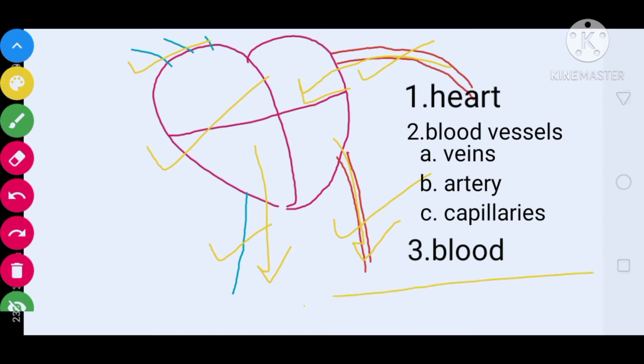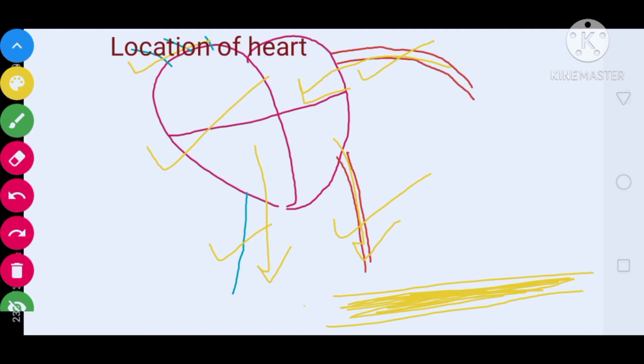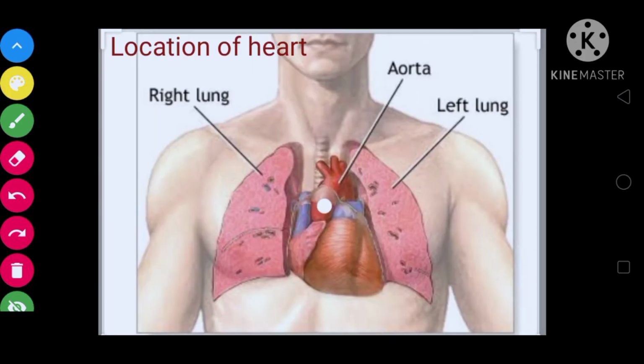And since blood is circulating in closed blood vessels, the human circulatory system is also known as the blood vascular system. Study the location of the human heart. The human heart is located in the thoracic cage in between the two lungs. The heart is located such that its axis is tilted towards the left.